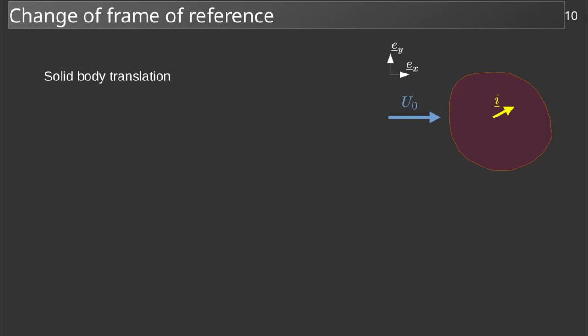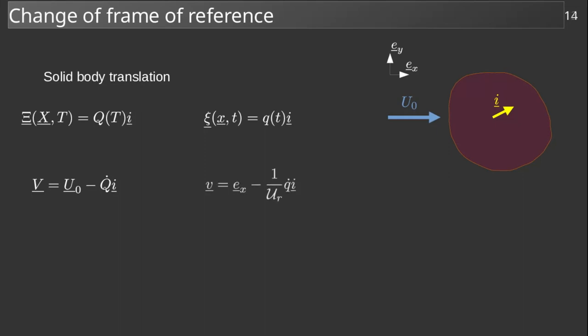The eigenmode is defined by a unit vector denoted I. The motion is therefore a product of the modal displacement Q and I. In dimensionless form, it is the same thing. In this analysis, we will place ourselves in the frame of reference of the solid in motion. The corrected velocity vector is noted v and it is u0 minus q dot I. In dimensionless form, we find for small v: ex minus I q dot on ur.